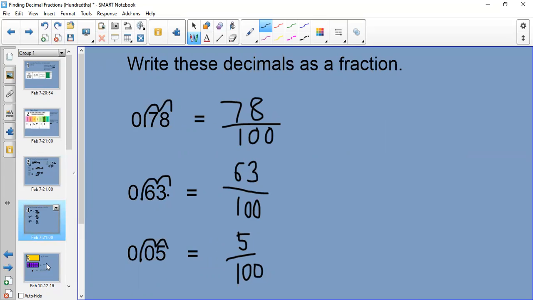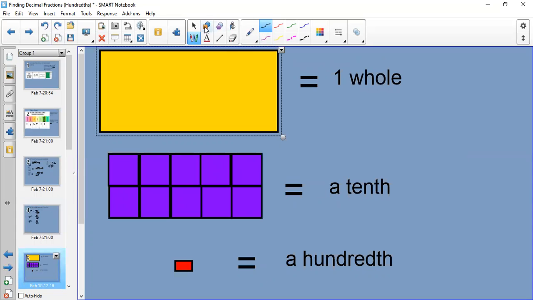Now, these examples will come up in the questions that you are going to answer to show your understanding, but some other examples that come up are ones like this, where they give you a key. For example, this whole rectangle is equal to one whole. Now, this rectangle has been cut up into tenths. 1, 2, 3, 4, 5, 6, 7, 8, 9, 10. That is equal to 1/10, okay? And this little piece here is equal to one hundredth, and that's what we're looking at today, our hundredths.